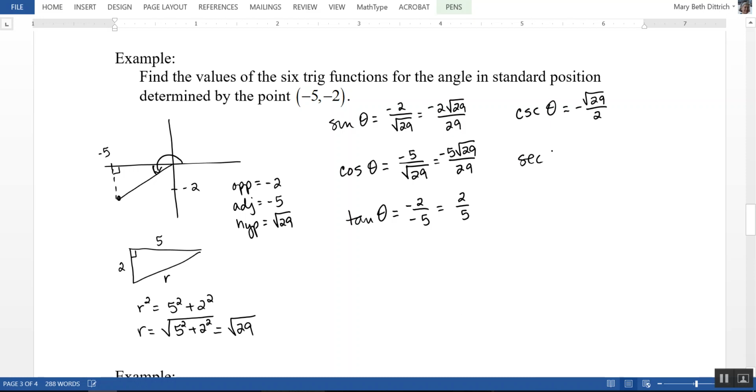Secant of theta, that's going to be the reciprocal of cosine, so let's go back to this and just flip it, or negative square root of 29 over 5. And cotangent of theta is the reciprocal of tangent, or 5 over 2.